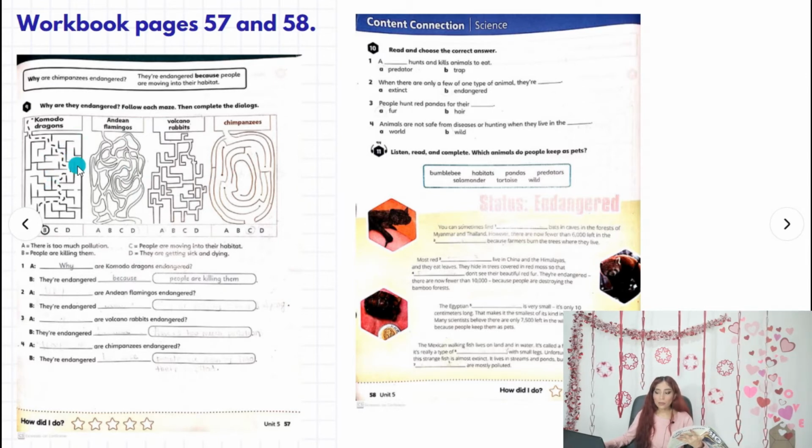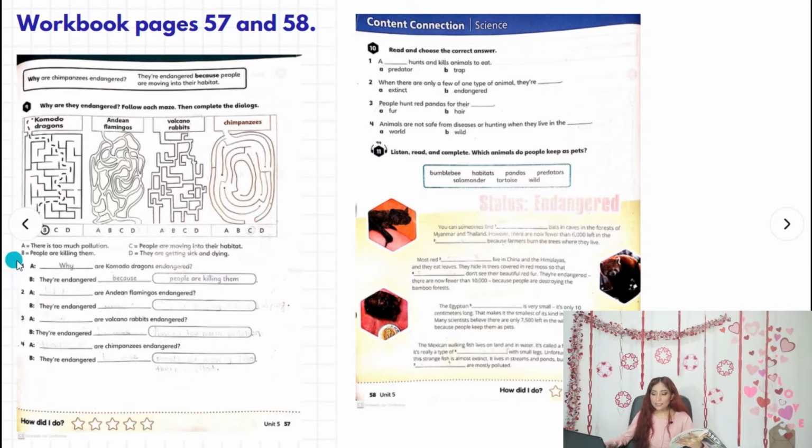And this is for the Komodo dragons, the Indian condors, volcano rabbits, and chimpanzees. So you need to follow the path so you can know if the answer is letter A, B, C, or D. None of them is going to be used twice, okay?